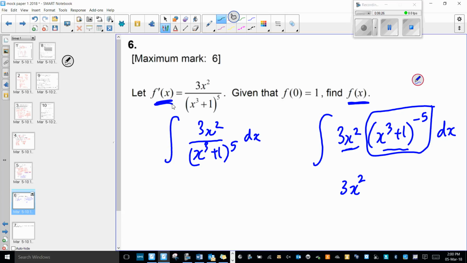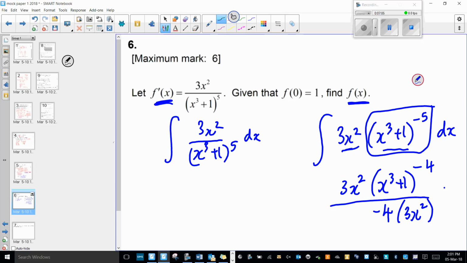So we've now got x cubed plus 1 to the power of negative 4 divided by negative 4. Now what also happens, what's also the rule when we've got something that's not just a straightforward x, it's something fancy? We also have to divide by what? The derivative of what's inside. So what's the derivative of my bracket? 3x squared. Okay? And remember this is plus c.